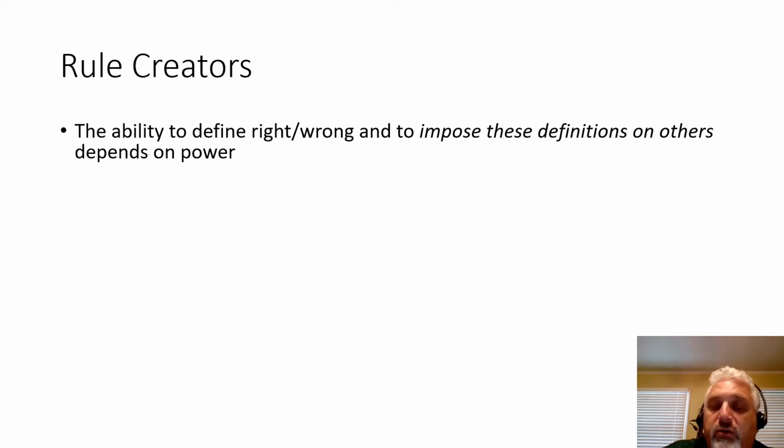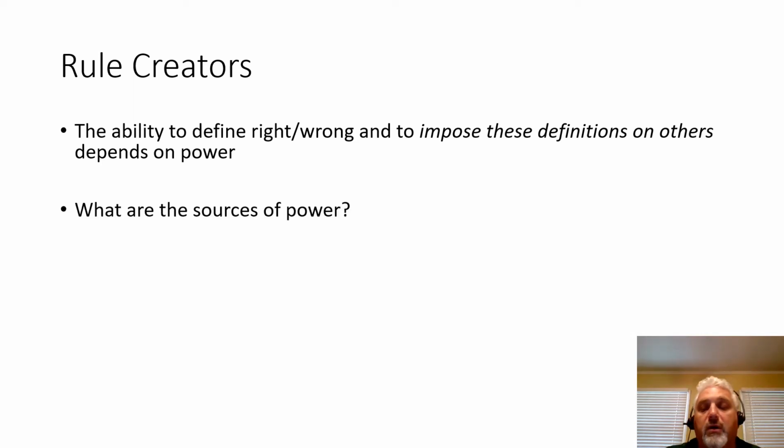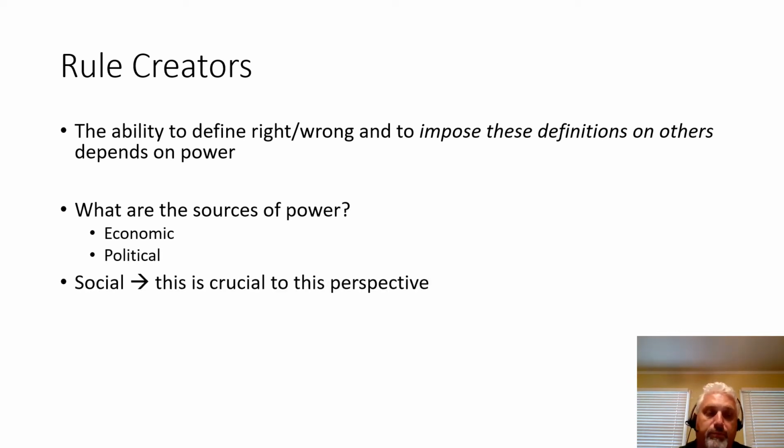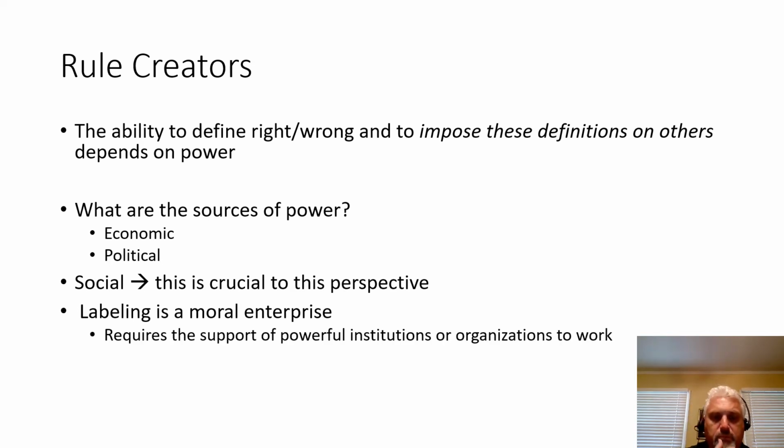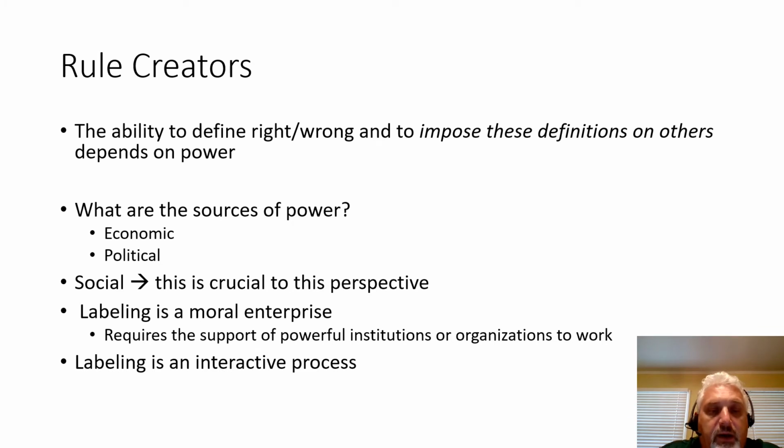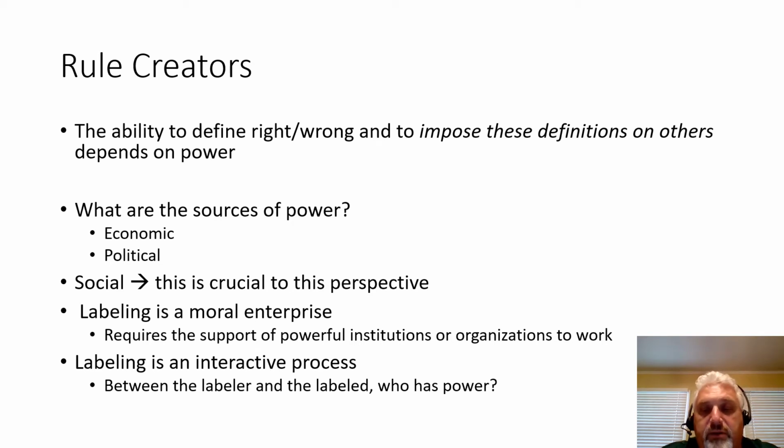And in order to do that, you have to have a lot of power. Where does the power come from? Well, it's economic, it's political, and it's social. And it's crucial. You need to understand this. Labeling is a moral exercise or a moral enterprise. It requires the support of powerful institutions or organizations. It's an interactive process. Who has the power between the labeler and the labeled? Well, the labeler has the power.